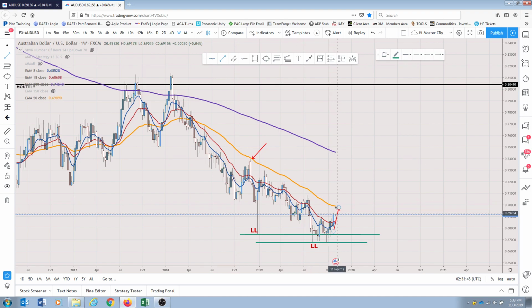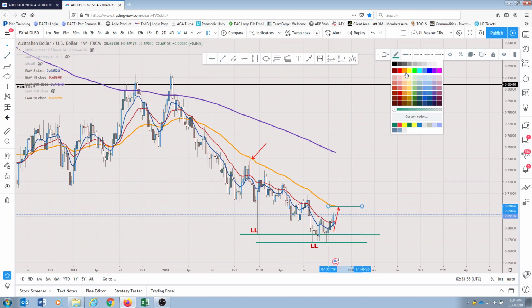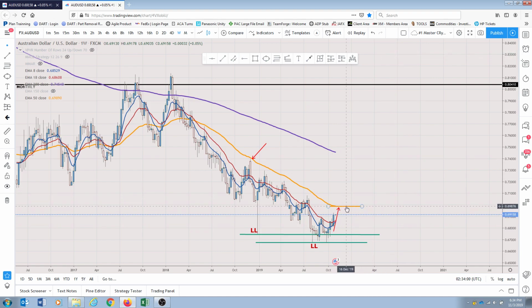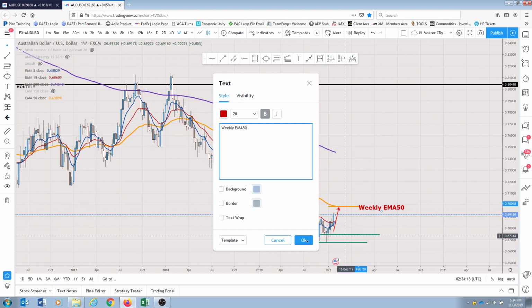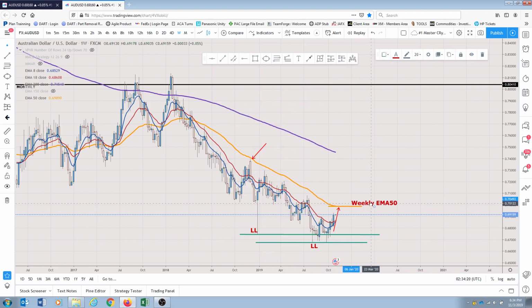So this is what I mean. You can just make a little line like this. You can even color it. Sometimes I just color it orange, and that represents the EMA 50, and maybe make a notation: weekly EMA 50. This will be the next target, because we see that it's played a resistance level in the past. So that's how we use the EMA 50.